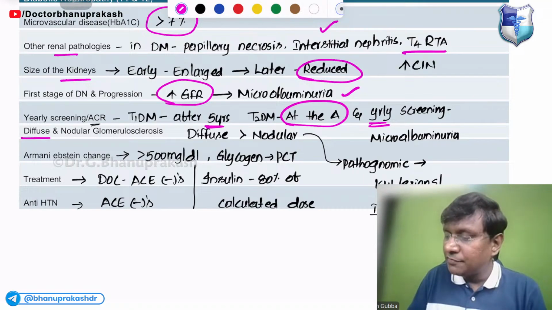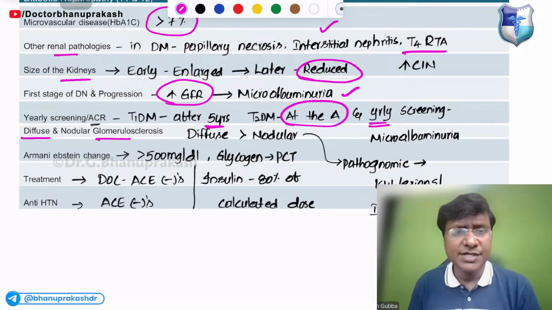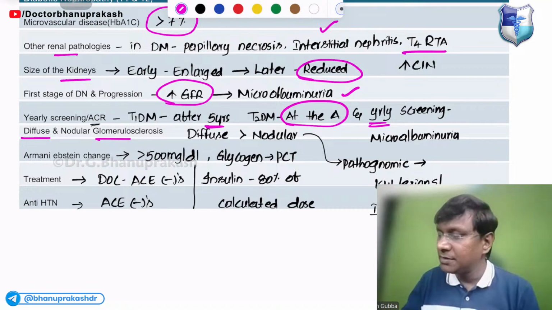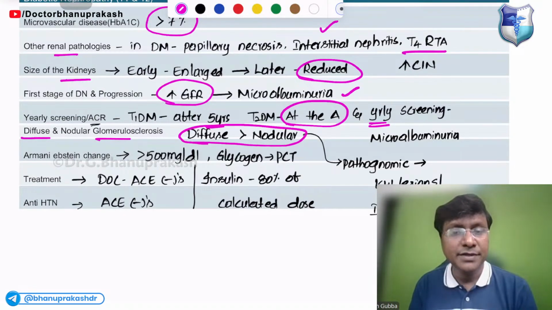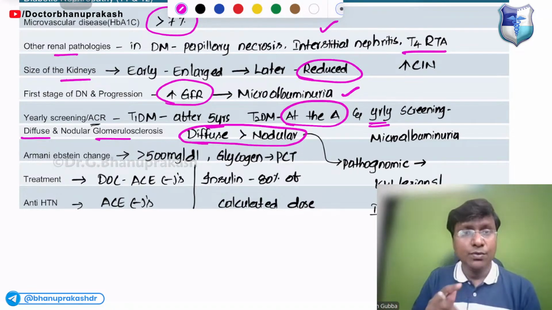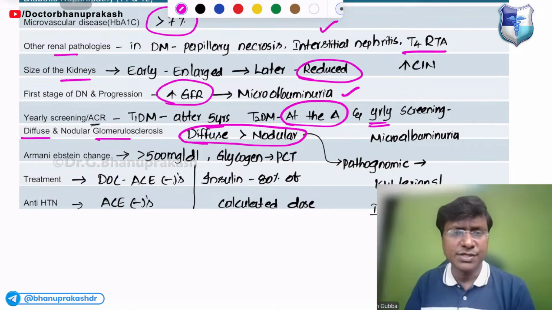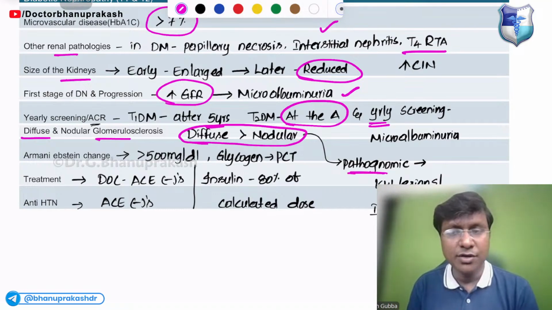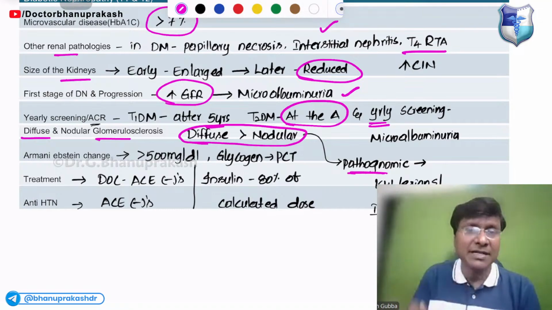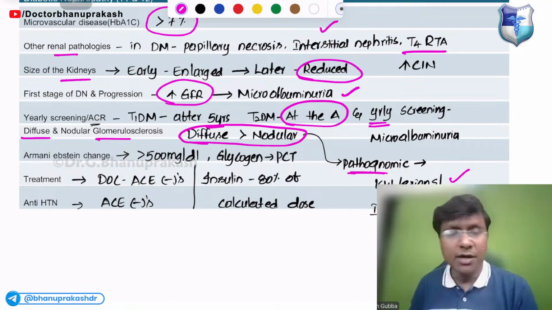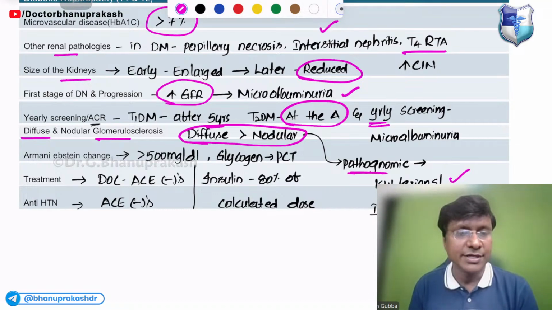And we have two important forms of the glomerulosclerosis. One is diffuse and the other one is nodular glomerulosclerosis. But between these two, which is more common? The more common is the diffuse, compared to the nodular glomerulosclerosis. Now, nodular glomerulosclerosis is considered as pathognomonic for diabetes mellitus. What is that pathognomonic lesion? That is the KW lesion, or that is called the intercapillary glomerulosclerosis. We have one important abnormality in case of diabetics.